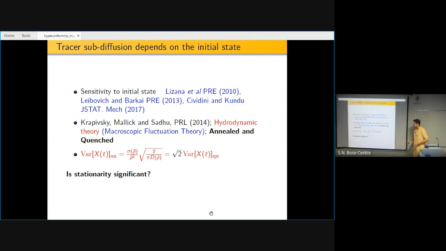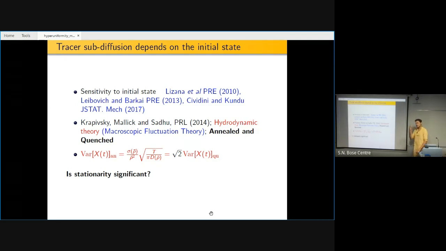Then you start to ask, after this result was published, the last 6-7 years have seen a lot of work on these kinds of single file problems. And whenever you look at single file problems, a kind of binary has been established: you have either this annealed state where you let the initial state fluctuate with this uniform distribution, or you start with this quenched state where you have fixed the initial state and then waited for a long enough time and just average over the noise. But then you ask, is this kind of stationarity important?